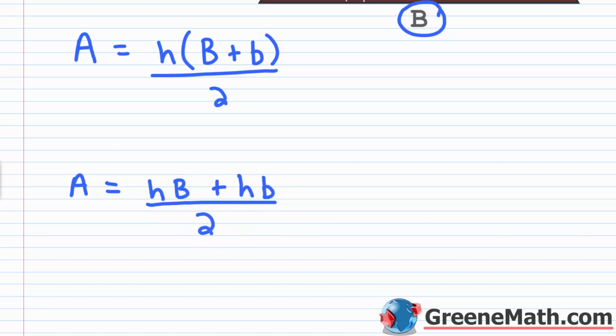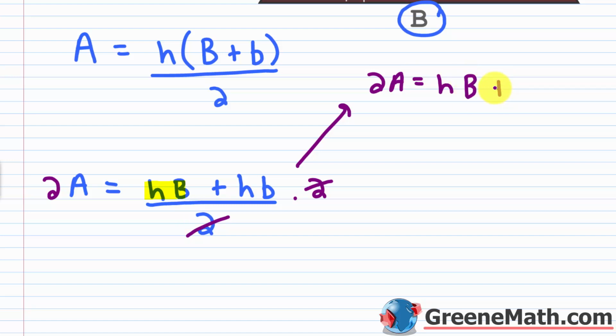Now, if I want to isolate, again, this term here to start, what I'm going to do is just clear my denominator. I can easily do that by multiplying both sides of the equation by 2. So this would cancel. I would have 2A is equal to H times uppercase B plus H times lowercase b. Okay, so what do I do from here? Well, I want to isolate this term right here because it's got my uppercase B involved. So all I'm going to do is just subtract H times lowercase b away from each side of the equation.